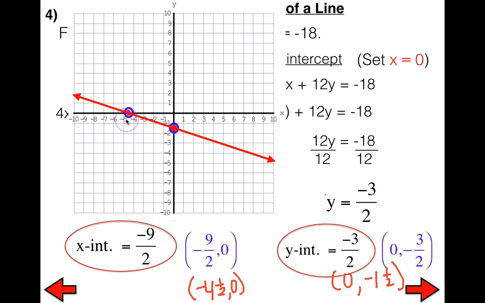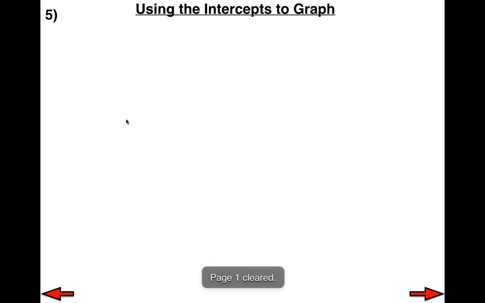And there you have it. So here you can even quickly look and say that the slope of this line is negative. Awesome. Okay, so moving on to number 5.